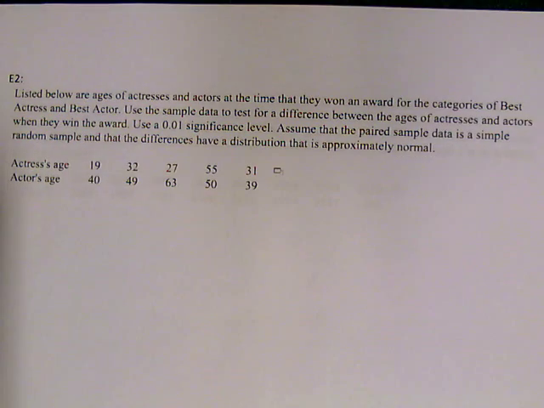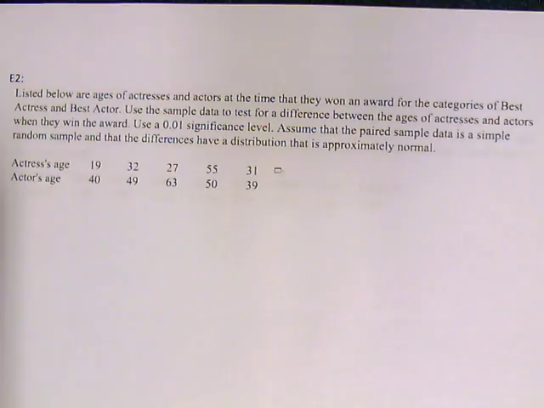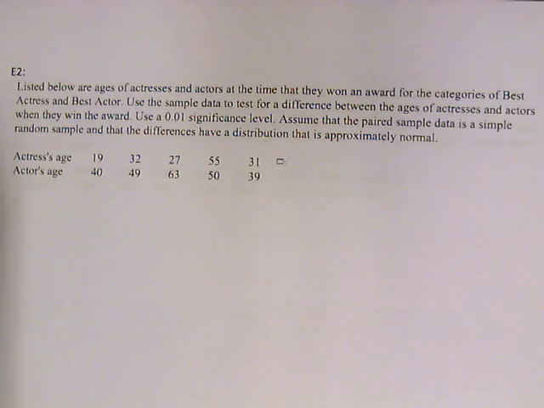Listed below are ages of actresses and actors at the time they won an award for the categories of Best Actress and Best Actor. Use the sample data to test for a difference between the ages of actresses and actors when they win the award. Use a 0.01 significance level. Assume that the paired sample data is a simple random sample and that the differences have a distribution that is approximately normal.